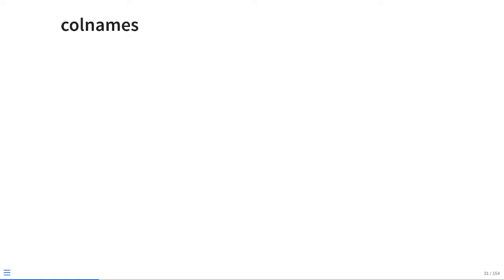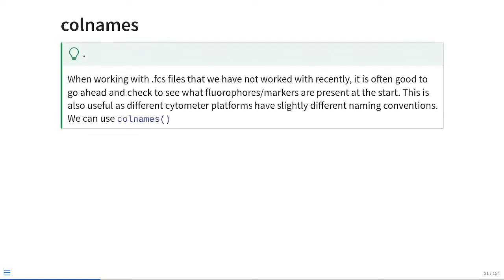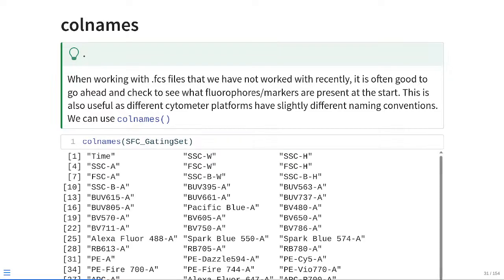So one way that we can check what the particular fluorophores for flow cytometry data are is using the colnames function that we've already encountered. Remember, within the exprs matrix data frame, each fluorophore still corresponds to a column. If we run colnames on our gating set, you'll see it returns the individual fluorophores or other parameters that are present for the individual FCS files.